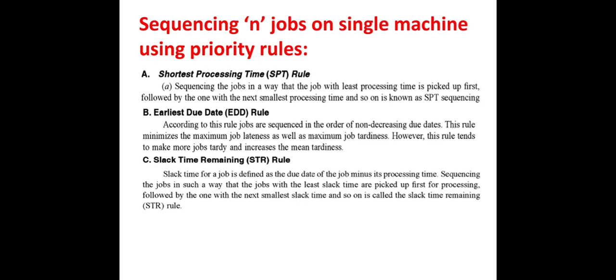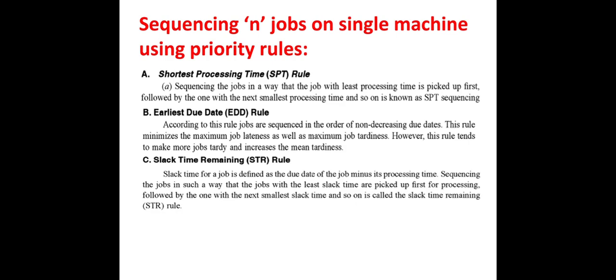Now, we will go to the first category of sequencing, that is, sequencing of n jobs on one machine, or we can call it a single machine, using priority rules. There are mainly 3 rules. One is the shortest processing time rule, denoted as SPT, next is the earliest due date rule, and next is the slack time remaining rule, which is also called the STR rule.